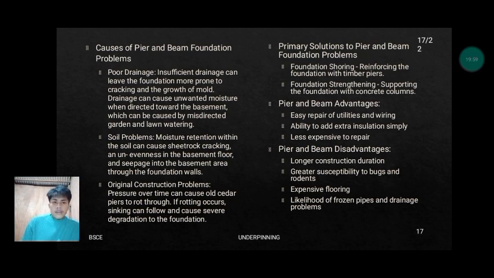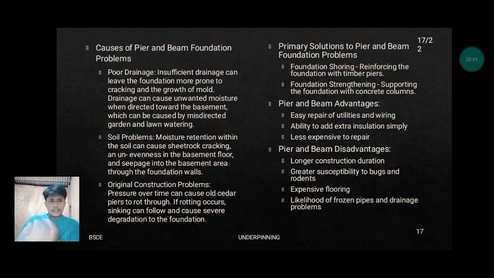And also we have original construction problems. Pressure over time can cause old cedar piers to rot through. If rotting occurs, sinking can follow and cause severe degradation to the foundation. For the primary solutions to pier and beam foundation problems, we have foundation shoring, reinforcing the foundation with timber piers. Also, we have foundation strengthening, supporting the foundation with concrete columns.